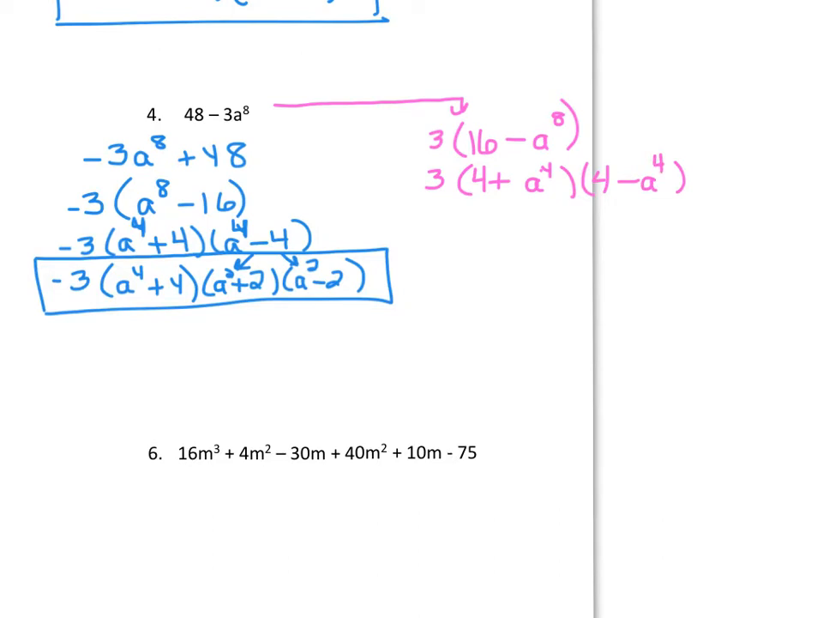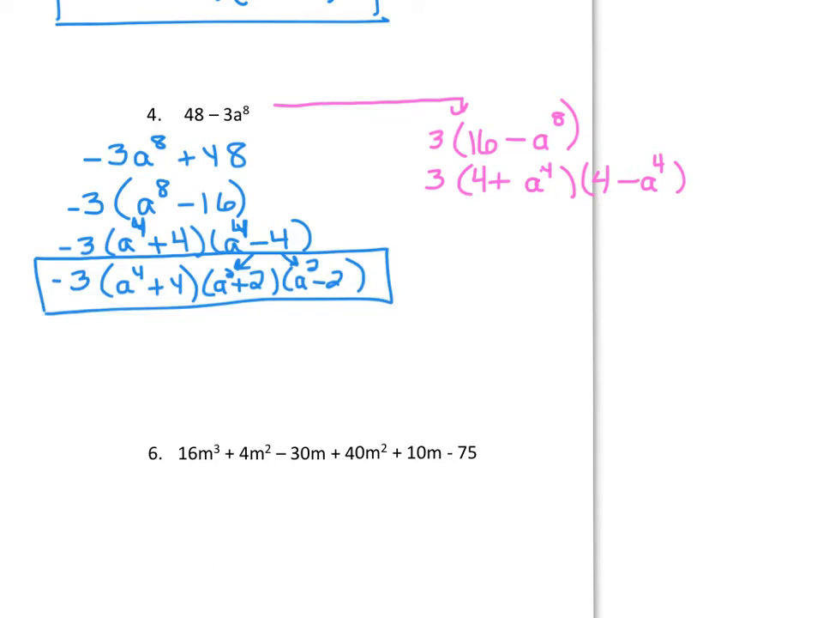Okay, and then you're going to look and say, well, can I factor further? Since these both have 2 terms, the only thing you could really do would be difference of two squares. This is not a difference of 2 squares because it's not a difference, it's an addition sign. But this is a difference, and 4 is a perfect square, and so is a to the 4th. So we're going to factor further.